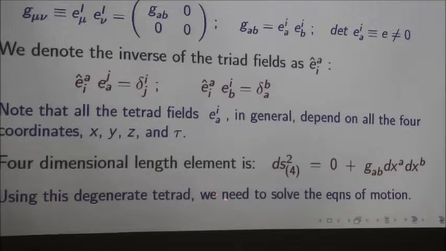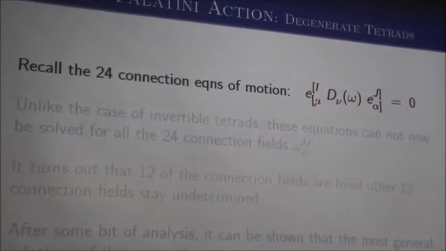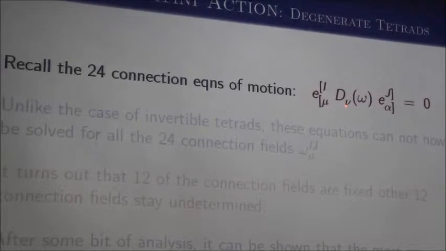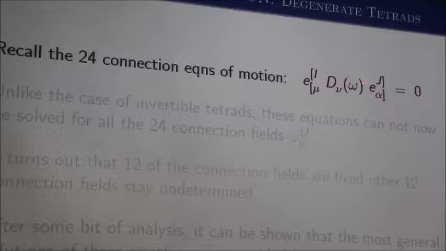Using this tetrad, we need to solve the equations of motion. So let's do that. Let's go back to recall the 24 connection equations of motion. These were: E^μ_I, covariant derivative D_ν, E^α_J, with μ, ν, α antisymmetrized, and I, J antisymmetrized.